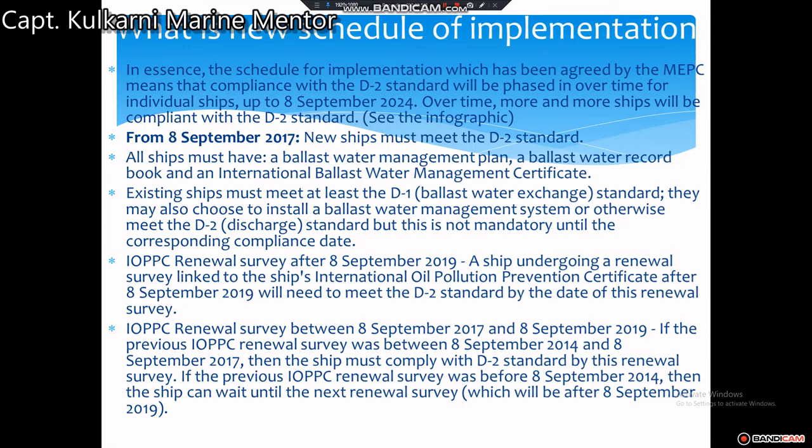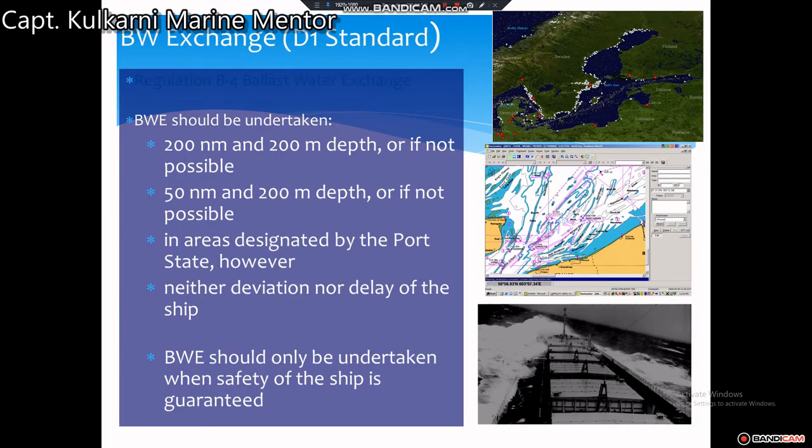Let's come down to the D1 standard. Whenever we are carrying out the ballast water exchange, it has to be 200 nautical miles and 200 meters deep, or 50 nautical miles and 200 meters deep, and then in areas designated by the port state, with neither deviation nor delay to the ship. Ballast water exchange should only be undertaken when the safety of the ship is guaranteed.